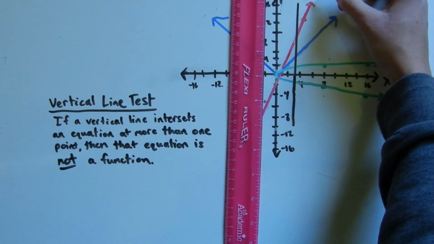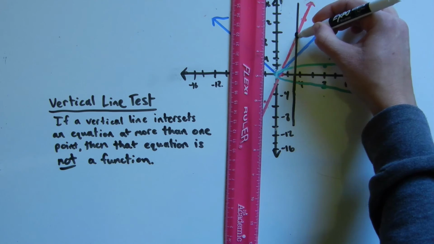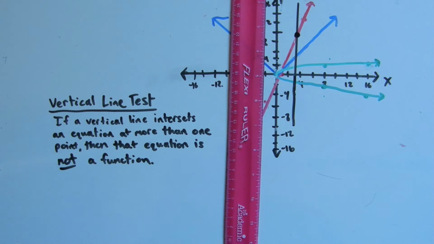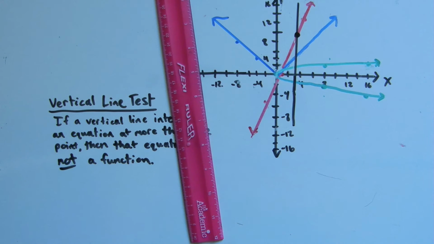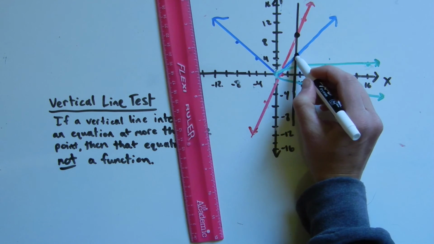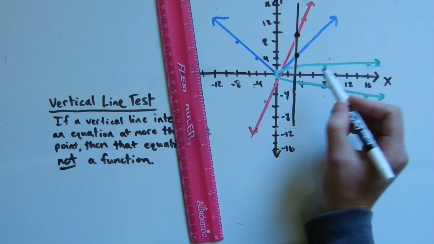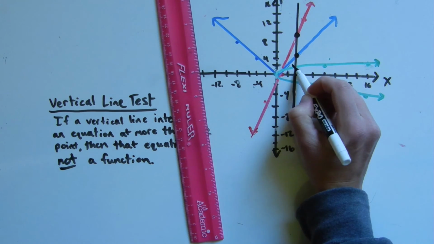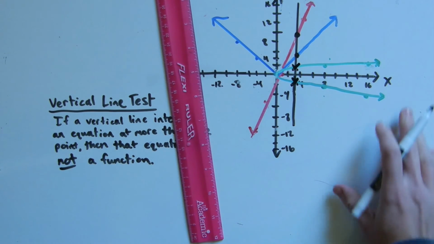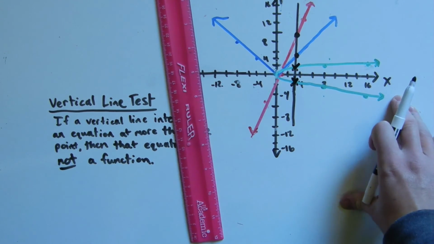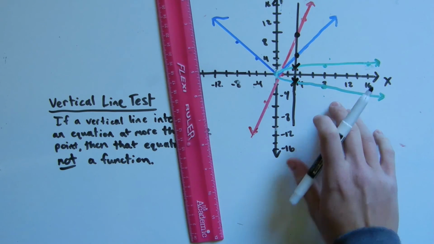Remember, the red line was a function, and it passes the vertical line test. It only intersects at one point. The blue line was also a function, and this also only intersects at one point. However, the green was not a function, and you can see that it intersects at 2 separate points. So the green equation would not pass the vertical line test, and therefore is not a function.